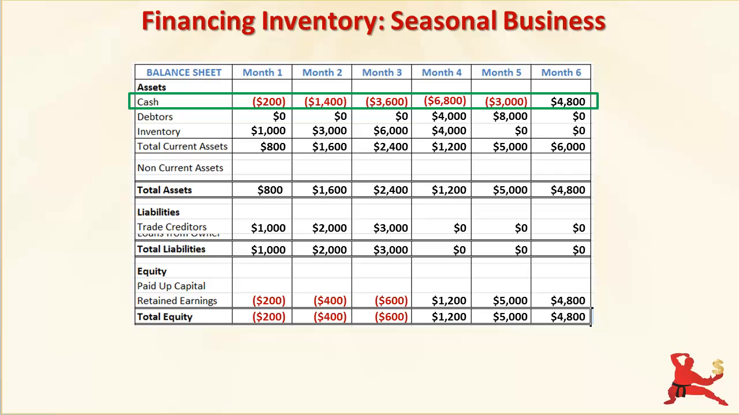Look at the bank balance line. It gets progressively deeper into the red as the inventory buildup is happening. You can't actually have a negative bank balance. You've got to find the money to cover that shortfall. This example is just to demonstrate the financial impact of the cash conversion cycle with inventory.